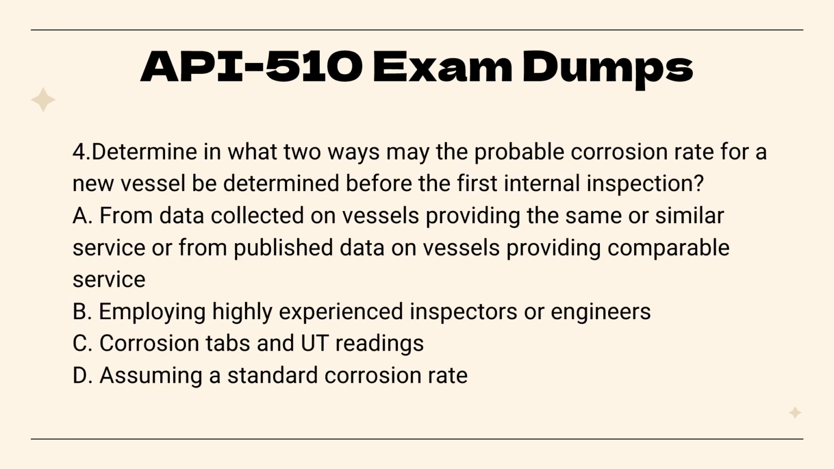4. Determine in what two ways may the probable corrosion rate for a new vessel be determined before the first internal inspection. A. From data collected on vessels providing the same or similar service or from published data on vessels providing comparable service. B. Employing highly experienced inspectors or engineers. C. Corrosion tabs and UT readings. D. Assuming a standard corrosion rate.